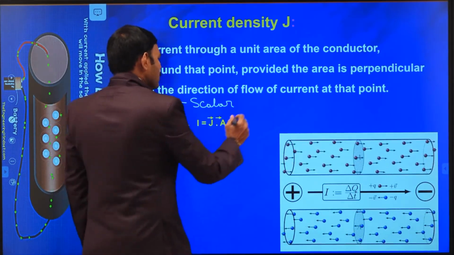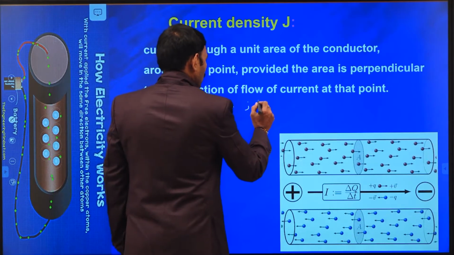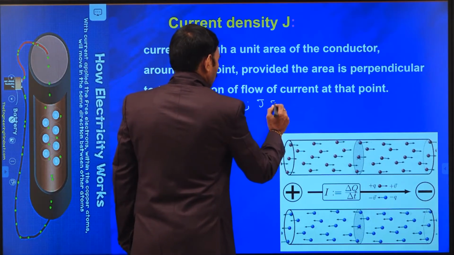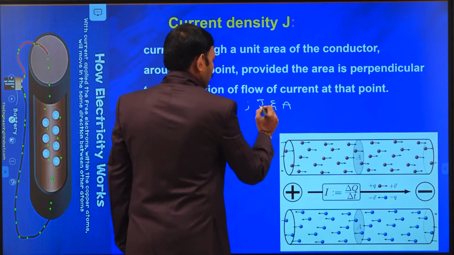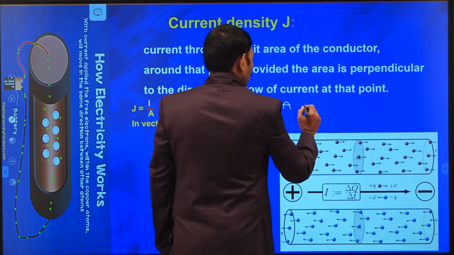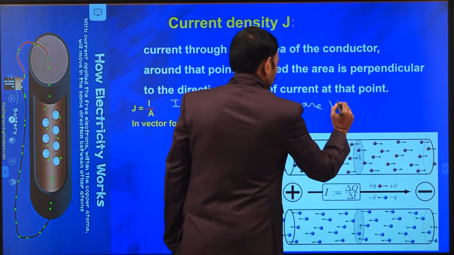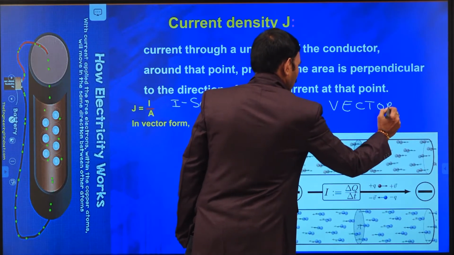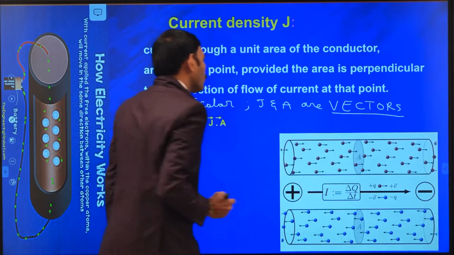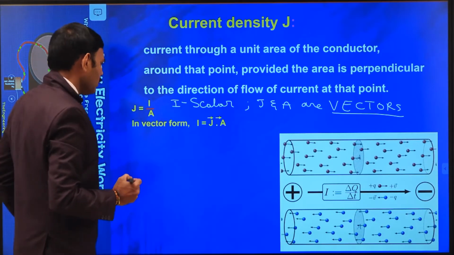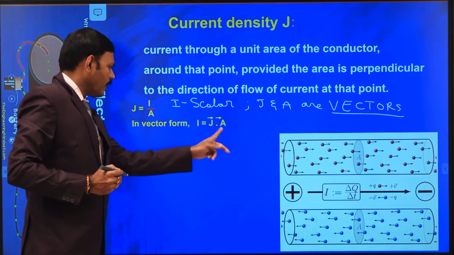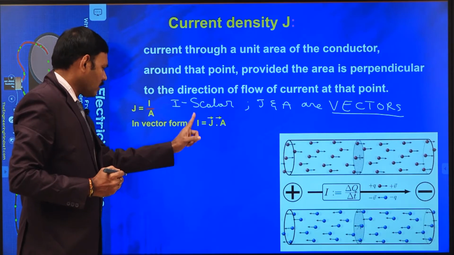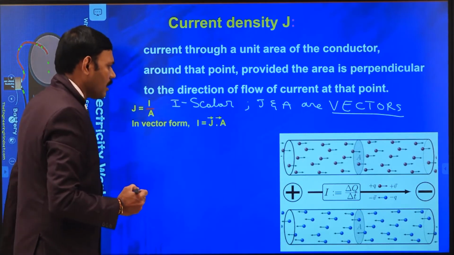Whereas current density J and area vector, J is current density, A is the area vector. These two are vectors. Current density is a vector quantity. Current is a scalar quantity. Observe the distinction between these two. Current density is a vector quantity. Therefore, the dot product of two vectors is always a scalar. So current is also calculated by J bar dot A bar.